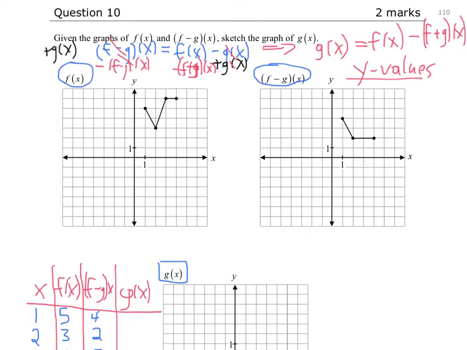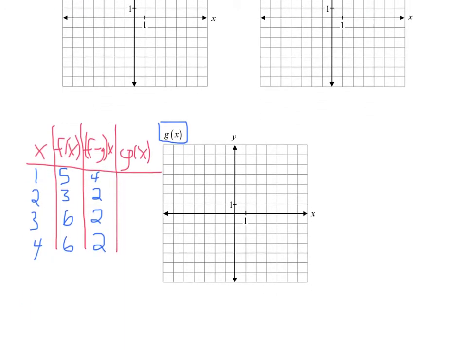Just noticing I made a little error here. This should not say plus, this should say minus right here. Whoopsie daisies. Because that's my given graph. So again, this should say minus. So I'm going f of x minus f minus g of x. So I just need to subtract these two values. Remember, you're subtracting the y values. 5 minus 4 is 1. 3 minus 2 is 1. 6 minus 2 is 4. And 6 minus 2 is 4.